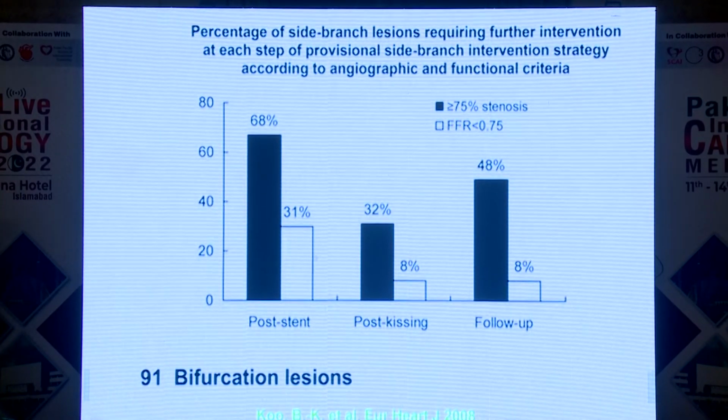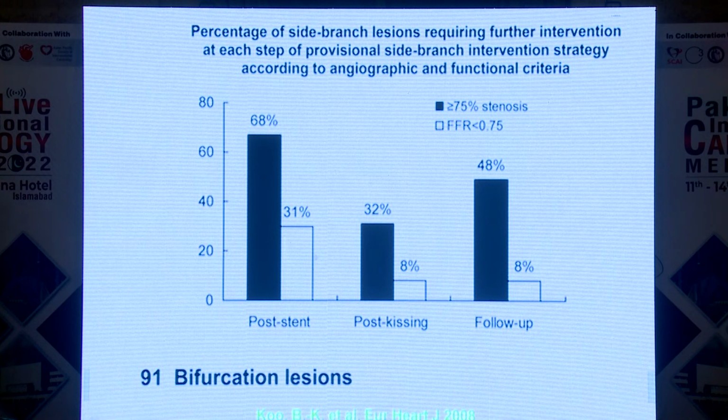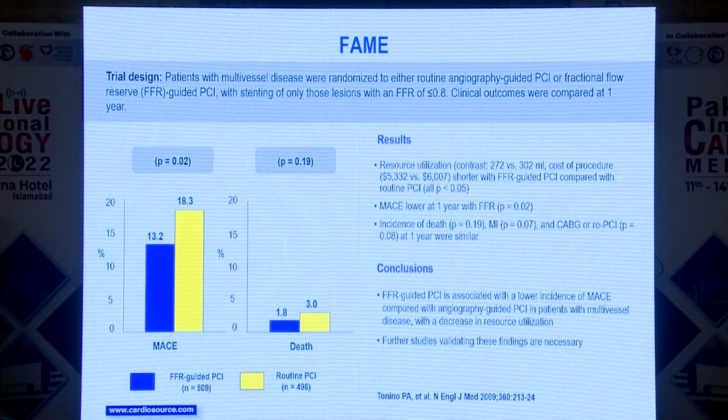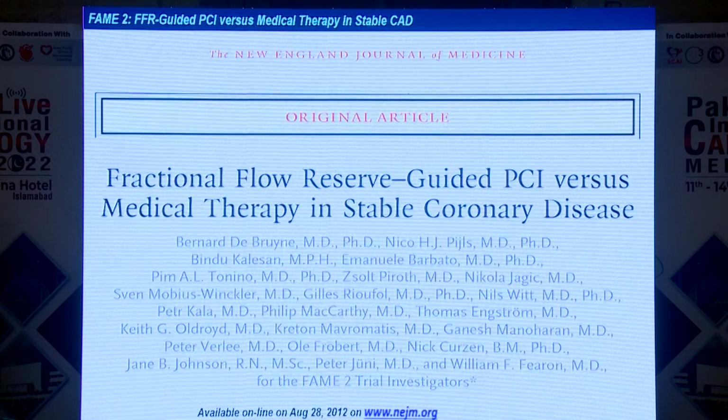Regarding side branches, just remember there's reasonable data, multiple trials showing that if you see a side branch after stenting that is 75% stenosed, only 25% of those branches will have significant FFR. Now, the DEFER trial, which really was the main trial with which FFR got approved. In the DEFER trial, with 15 years of data, it was safe to defer lesions based on an FFR greater than 0.75. The FAME trial was multivessel disease intervention guided by FFR versus angiography guided, and it showed the FFR guided patients did better with less resource utilization because fewer stents were needed.